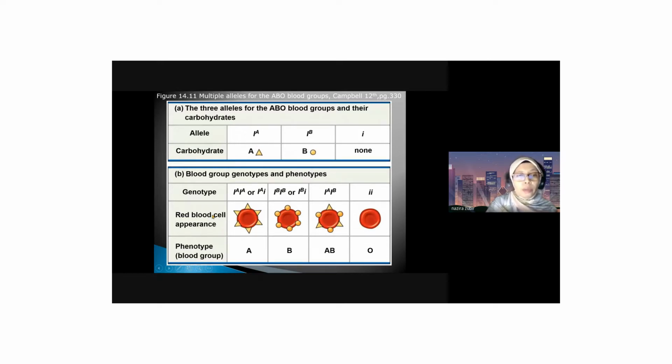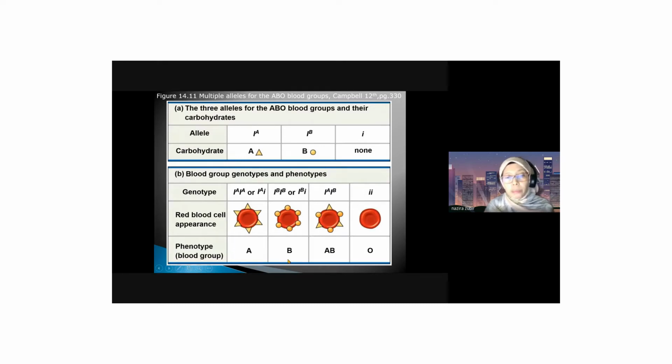Okay, now we look at the appearance of red blood cells. This is the appearance of red blood cells that influences the different types of blood group. For A blood group, the genotypes can be IA-IA or IA-IO. When we look at the appearance of red blood cells, we can see the triangles attached to the surface of the red blood cells, all carbohydrate A. So this one is the A blood group.